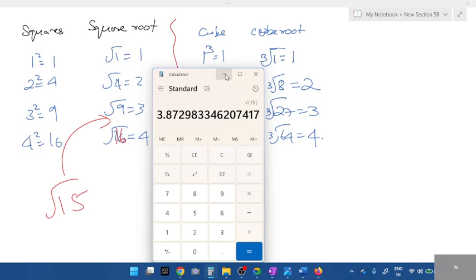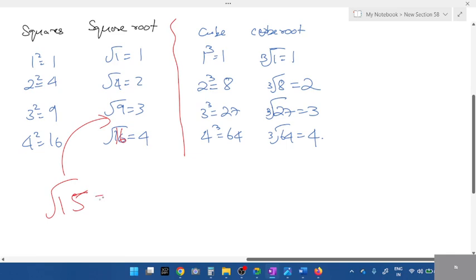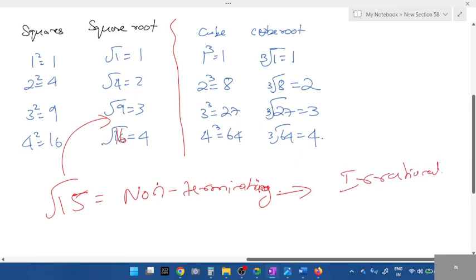It is a non-terminating number. Therefore, root 15 doesn't end. Whichever number is non-terminating is an irrational number. Irrational. So the concept here is that all the perfect square roots and cube roots are rational numbers.